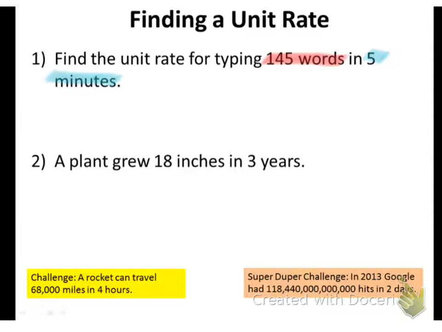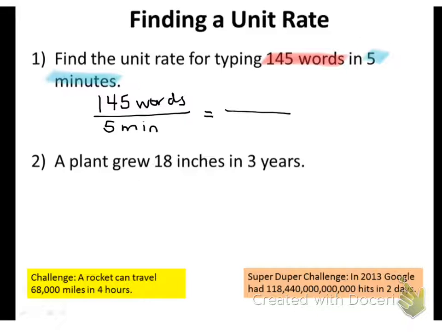So our rate is going to be 145 words per 5 minutes. Okay, so this is a rate. It's not a unit rate yet. It's not a unit rate because neither of our quantities is 1. We need to make this equal to a different ratio where one quantity is 1.